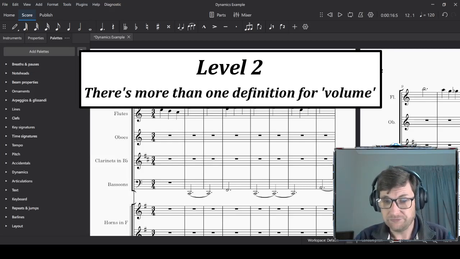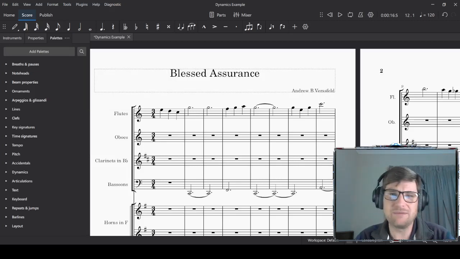Volume is defined as the loudness of a sound. That's how we've been talking about it in the first level, but it can also refer to the amount of something, like the volume of water. Now I have a piece that I've arranged called Blessed Assurance, as you can see on the screen.